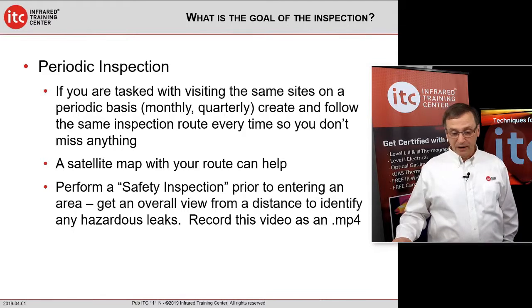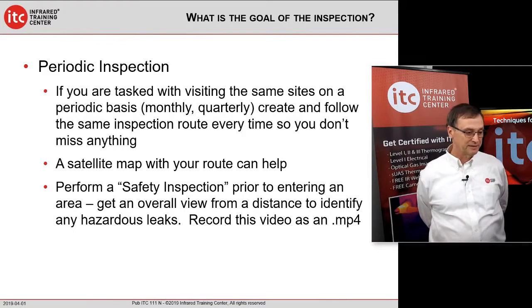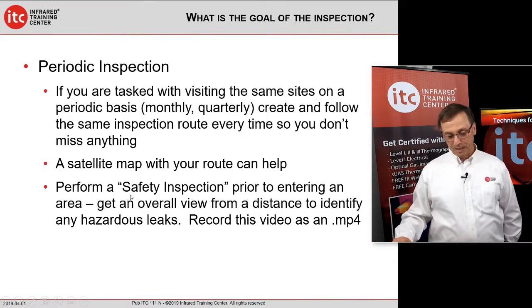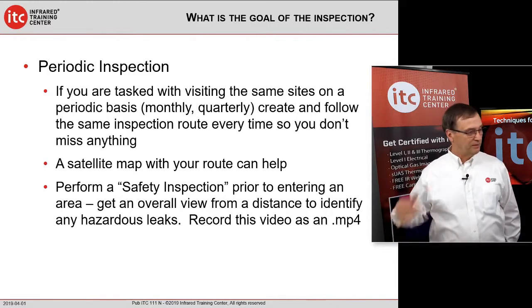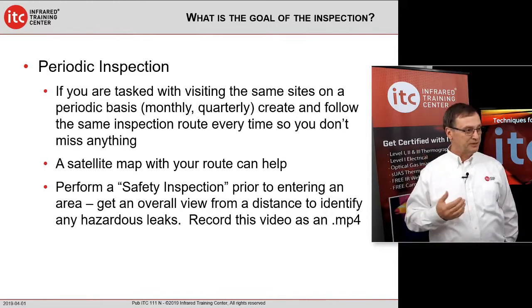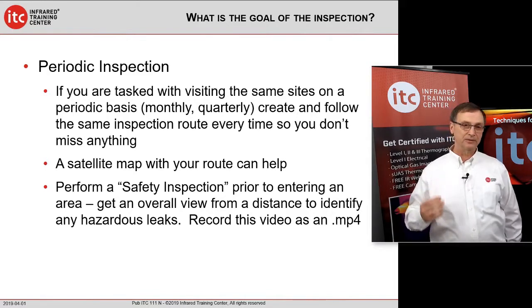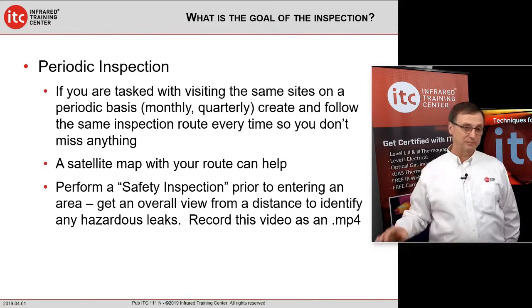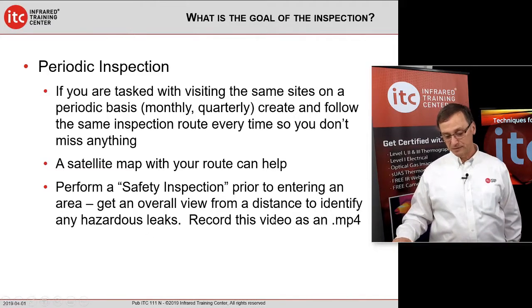Okay, now there are periodic inspections. Many sites require quarterly or 6-month or annual surveys. And having a good satellite map on your route is a good idea. Prior to entering an area, though, we always want to do a safety survey. So just sit back, let the cameras cool down, and what I always tell folks is to survey from a large distance in both auto and HSM. If you don't see a large leak, cut that distance in half and repeat that process. If you still don't see a leak in either of those, what you've eliminated are large and medium-sized leaks, and you know that what you have left are small leaks.